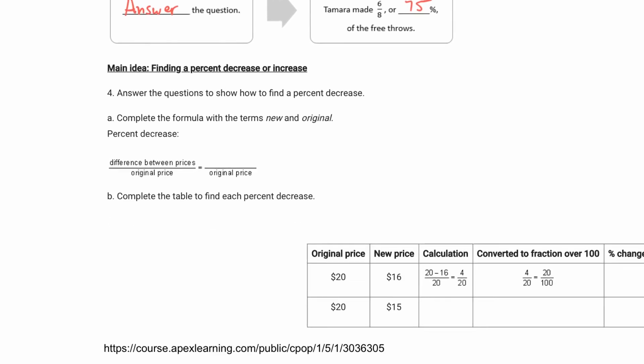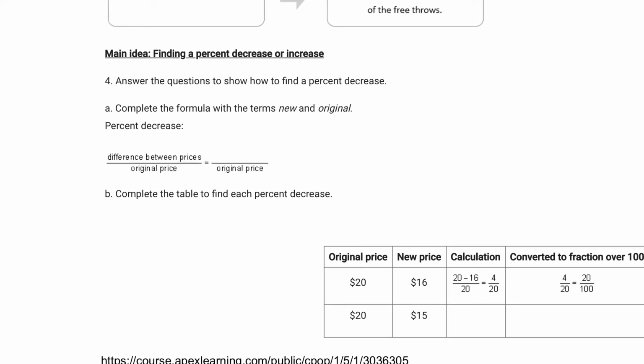Finding percent increase or decrease. To be honest, lots of students have problems with this one, and I think it's quite simple. So finding the percent increase or decrease. Now, complete the formula for the new and original. So percent increase is the difference between prices divided by the original amount. And so that would be the original minus the new divided by the original price.